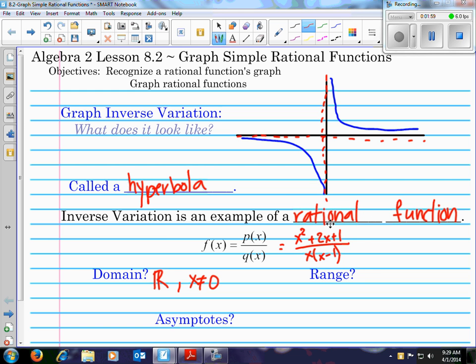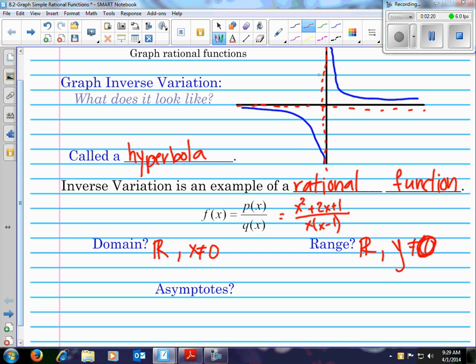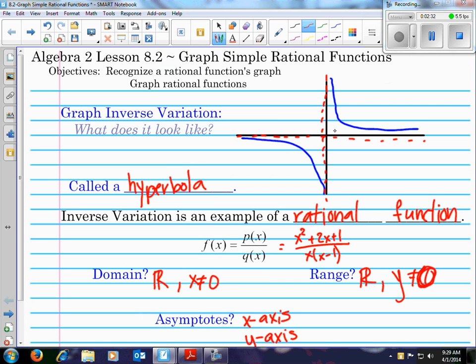And now for range, we're going to do the same thing, except it's going to be y values. So I have an asymptote here at the y-axis. And so my range is going to be all real numbers, except y cannot be equal to 0. And now it says, what are my asymptotes? So my asymptotes in this situation are the x-axis and the y-axis. Now, you don't always have necessarily asymptotes, but you should check to make sure you don't.